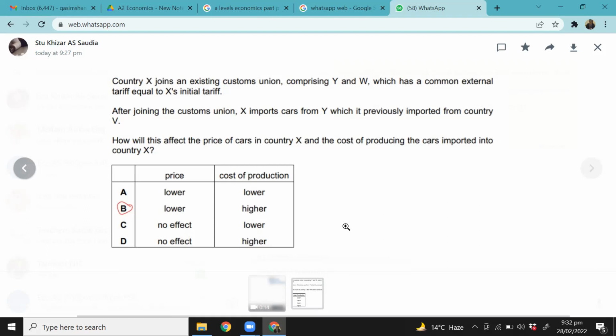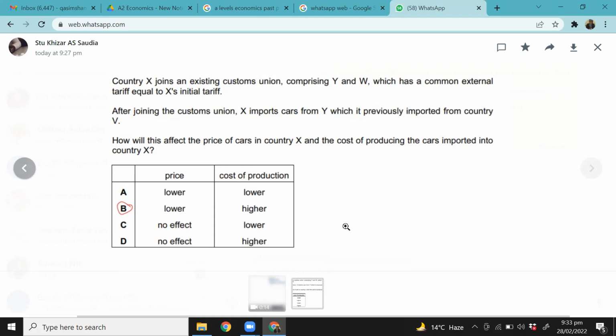Let's understand this. So previously there was a customs union between Y and W. Now X has also joined it. The common external tariff, what is the common external tariff, students, quickly? The tariff that you impose on non-member countries. It means the tariff imposed on countries who are not part of that group, right? So previously X had that tariff imposed, right? But now there is no tariff, because now X has become part of that union.